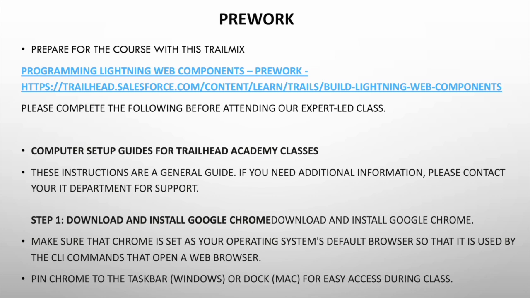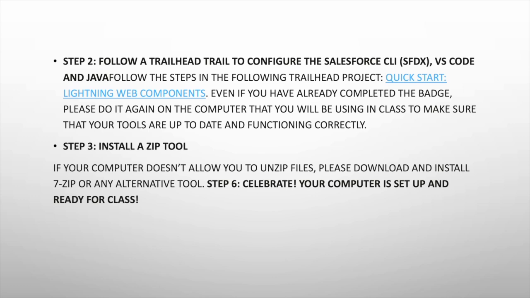So what we will be doing, first we will be downloading and installing the Chrome browser. Then we will be configuring our Trailhead account. We will be creating a Trailhead playground, and then we will be installing Visual Studio Code and the latest Java. After installing Visual Studio Code, we will be installing the Salesforce CLI plugin there, and then we will be connecting our Salesforce org with Visual Studio Code.